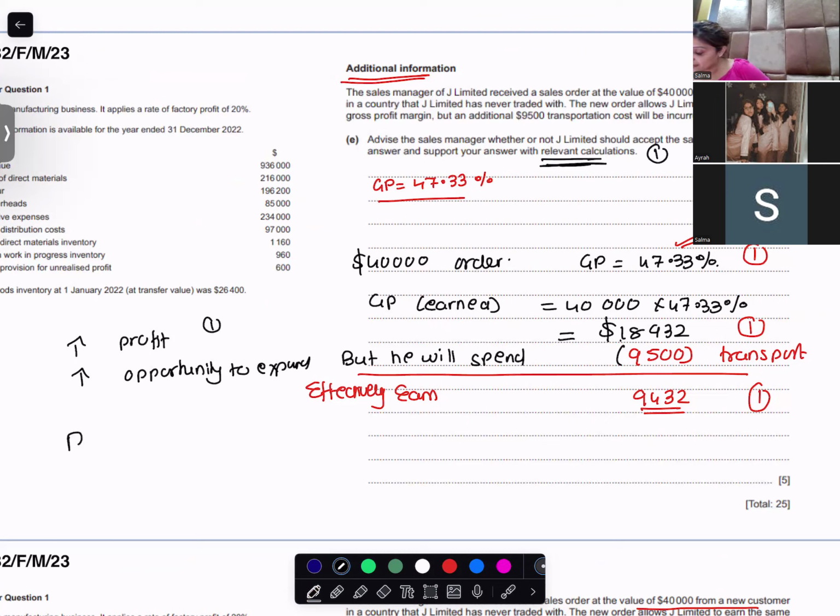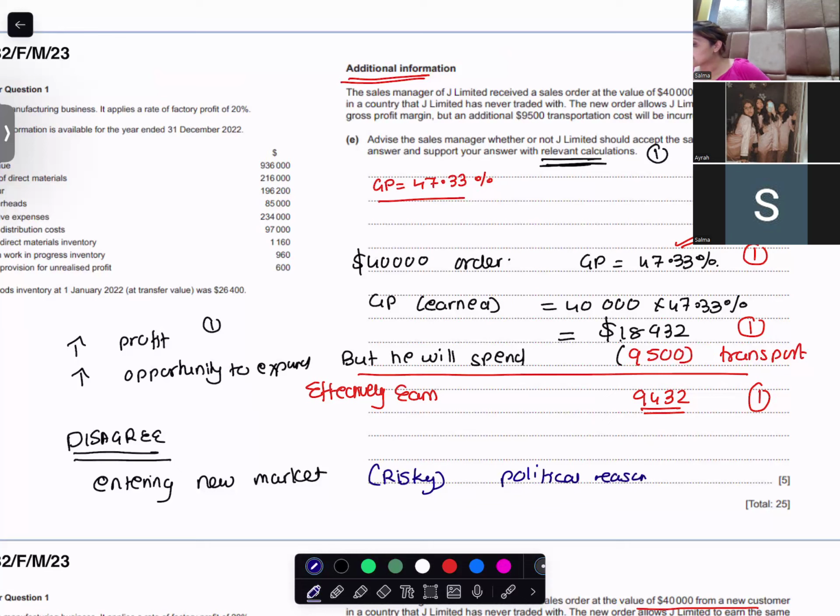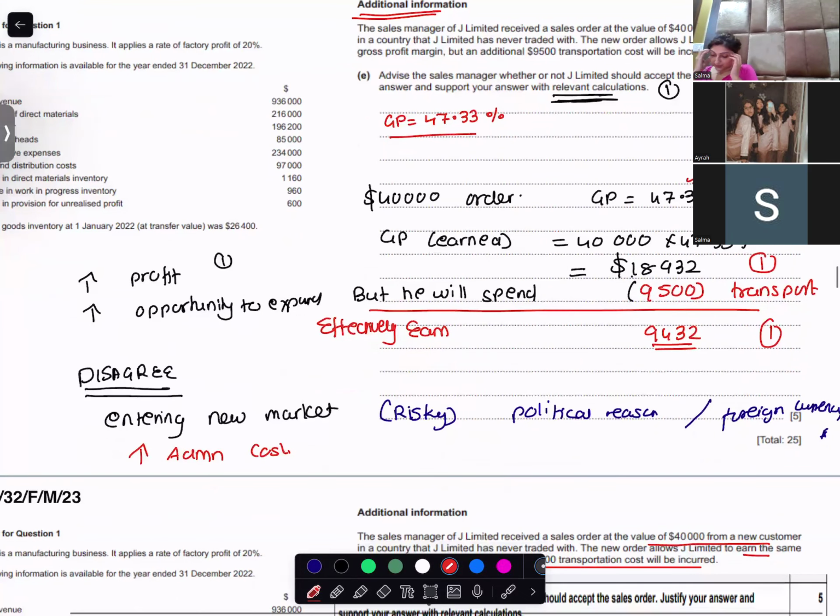Disagreement. What is the disagreement? If you're entering into a new market which you have no knowledge about, it is risky for political reasons, or also there may be some foreign exchange, foreign currency issues. There can be additional costs also. There would be an increase in administration costs because the office people have to manage that also. What is your advice? That he should do it because in the long run it will help him gain a larger market share.